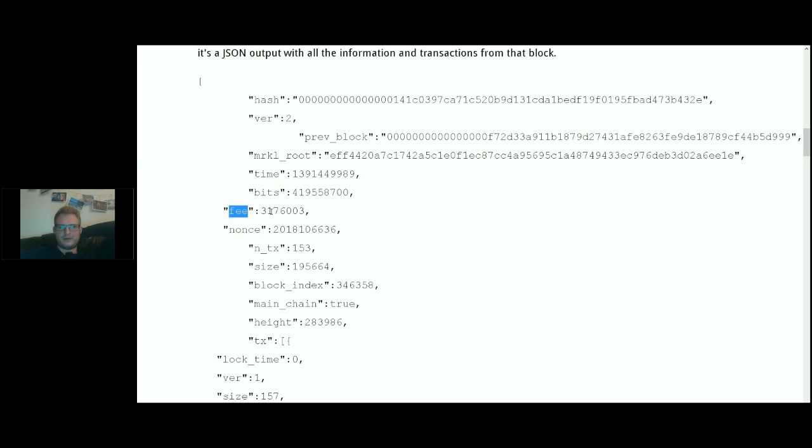And there's the fee, which is basically the fees that, if I'm right, have been paid in the transactions. Griff, please tell me if I'm wrong at this point. Looks good to me. I'm not sure about bits, but fees for sure.